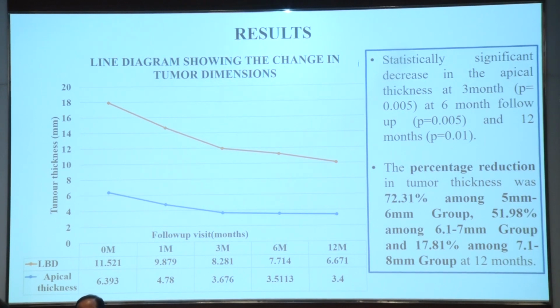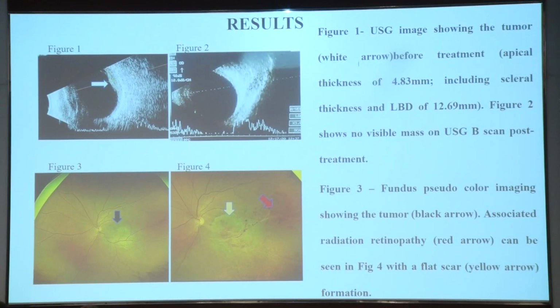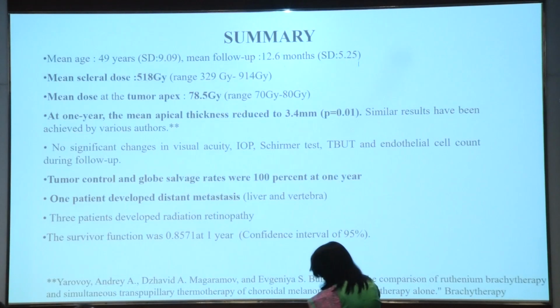There was a statistically significant decrease in the apical thickness at 3 months, 6 months and 12 months. The percentage reduction at 12 months was 72.31% among tumors with apical thickness of 5 mm to 6 mm, whereas in tumors with apical thickness of 7.1 to 8 mm, the decrease in apical thickness was 17.81%. Figure 1 shows a pre-op ultrasound showing the tumor, whereas post-treatment, figure 2 shows no visible tumor. Figure 3 shows a pseudocolor image where we can see the tumor marked by the black arrow, whereas in figure 4 there is a flat scar with associated radiation retinopathy.